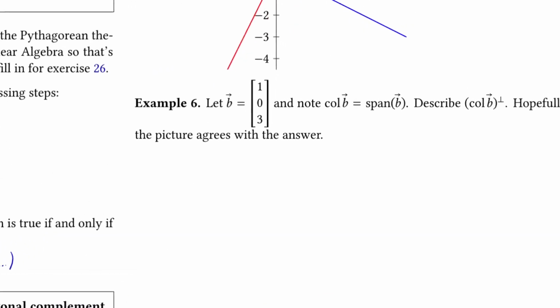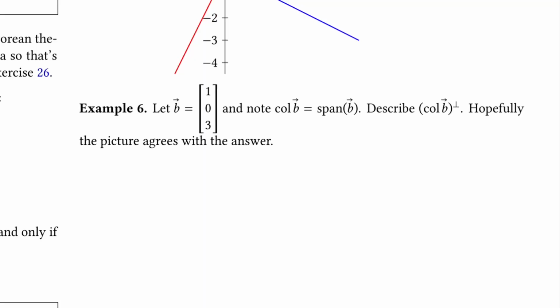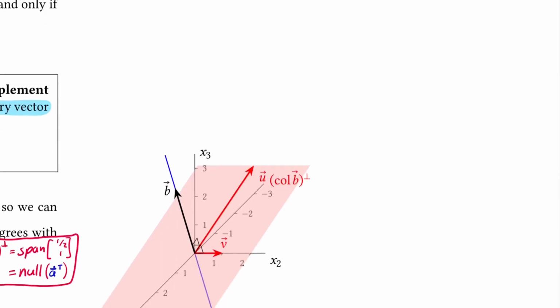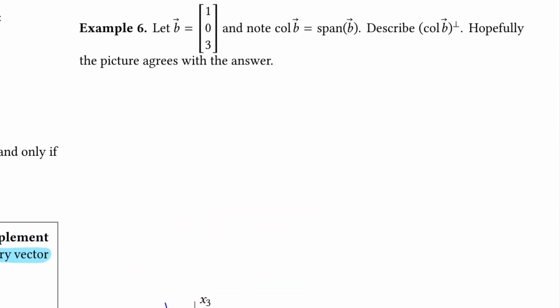Okay, let's look at another example here. We're going to add a dimension, go into R3 for a minute. So we're going to say B is the vector (1, 0, 3). And we're going to notice that the column space of B is the span of B for the same reason as before. Let's describe the orthogonal complement of the column space of B. And hopefully this picture down here agrees with the answer.